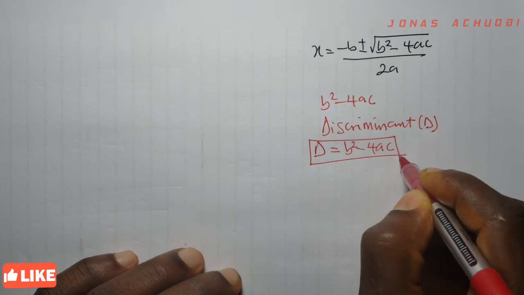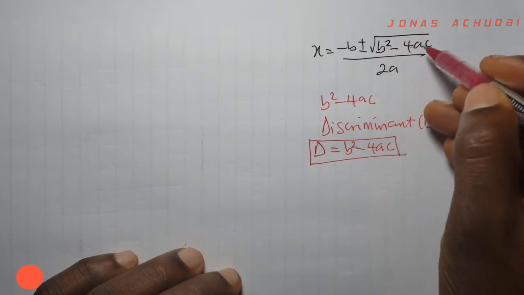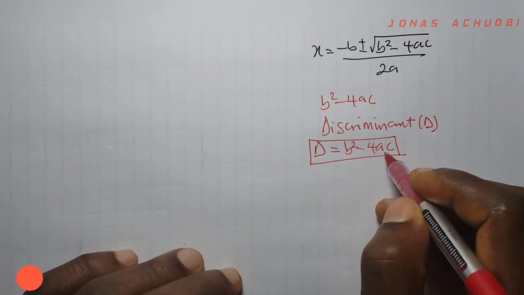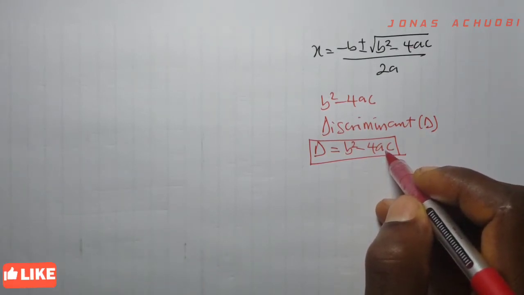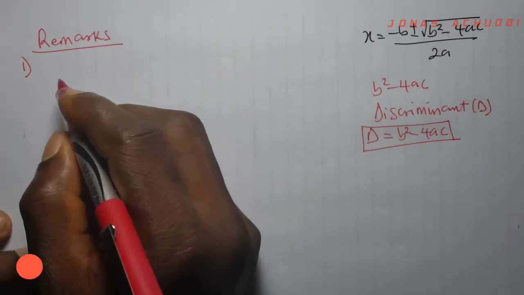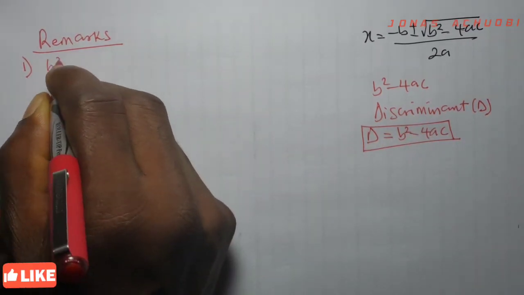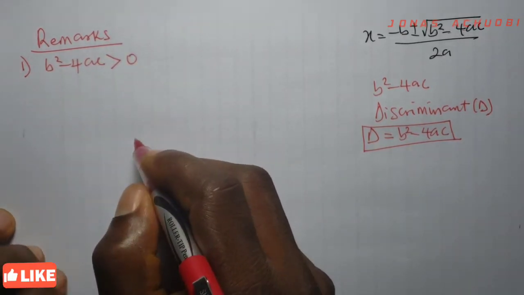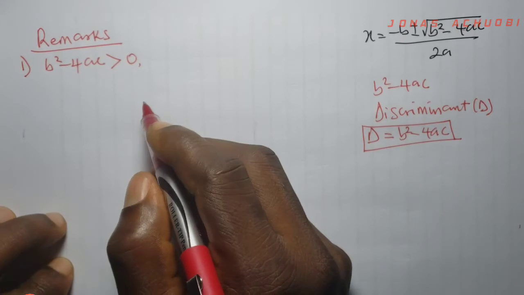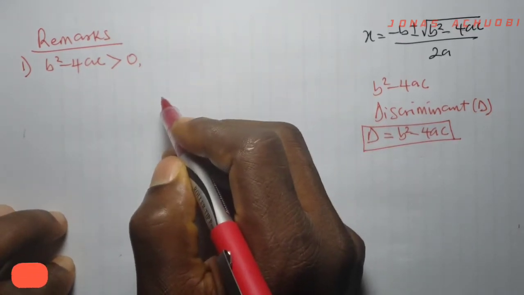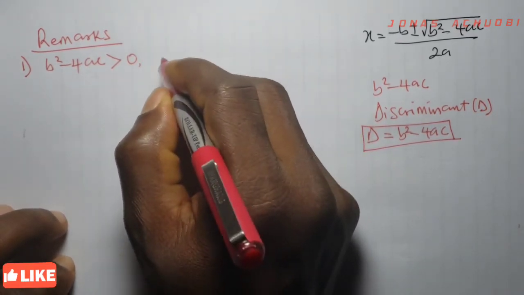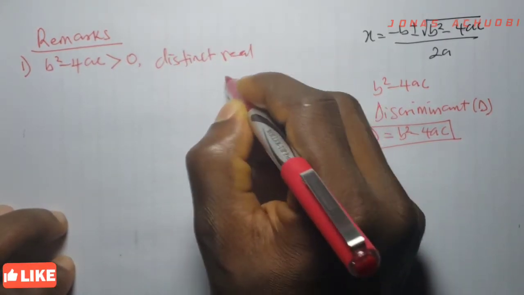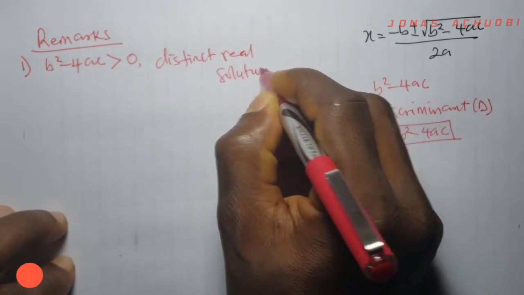We cannot study the properties of this formula without paying special attention to the behavior of the discriminant. So we make the following remarks. Number 1, if the discriminant b squared minus 4ac is positive, that means it's greater than 0, it will mean that the quadratic equation we are about to solve will have two distinct real solutions.